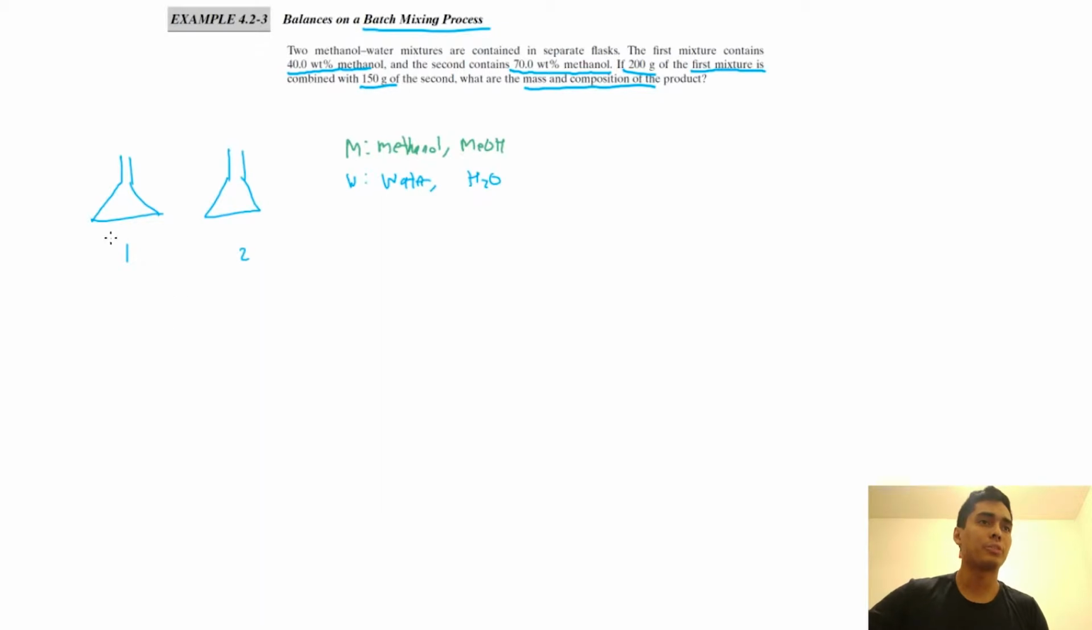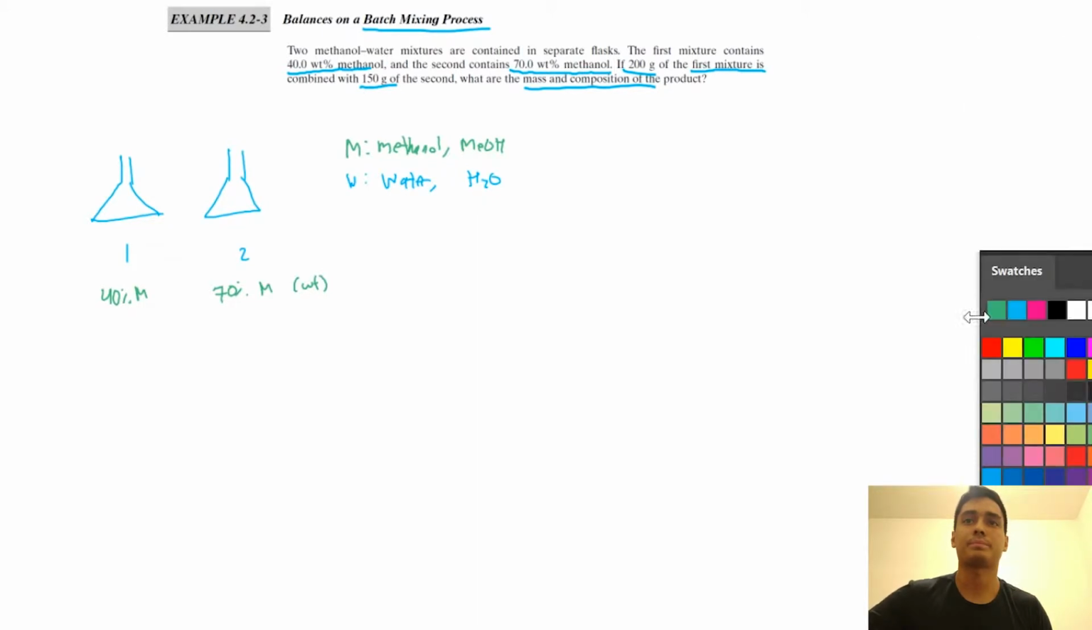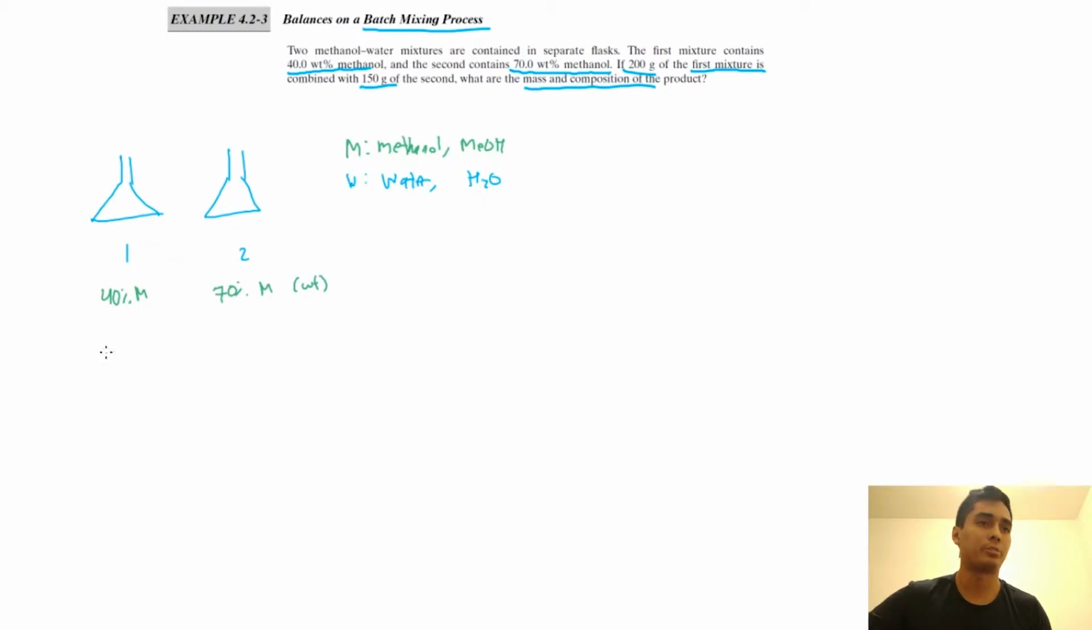In this one, there's 40% by weight of methanol, and this one is going to be 70% by weight of methanol. This is all by weight. For the water, you just take the balance of it, right? Mass balance: 60% water and 30% water. This is weight percent.